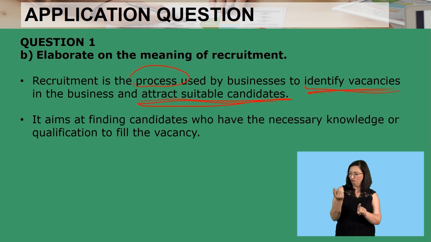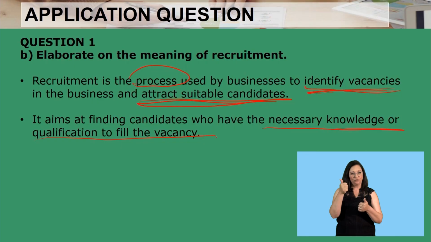We don't want to recruit people and then at the end of the 2 months, we realize that actually these people are not suitable candidates. How do we ensure that these are suitable candidates? Meaning in the recruitment process or the procedure, you need to indicate the needs of the business. What is it that the business needs? It aims at finding the candidates who have the necessary knowledge or the qualification to fill the vacancy.